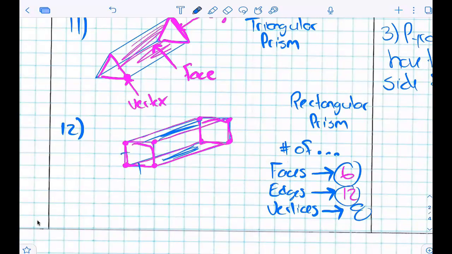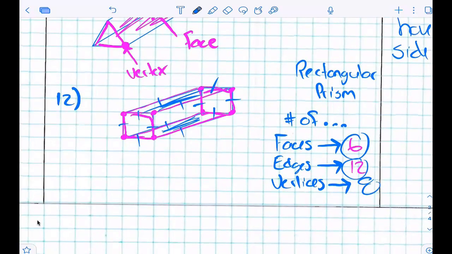1, 2, 3, 4, 5, 6, 7, 8, 9, 10, 11, 12. And then the vertices, I'm not going to do this one with you, but you would just simply put a dot and count how many dots you have at all the points, right? Yeah. You guys good with this?